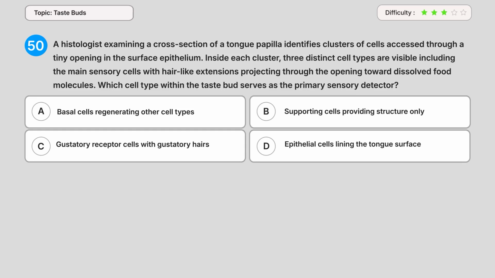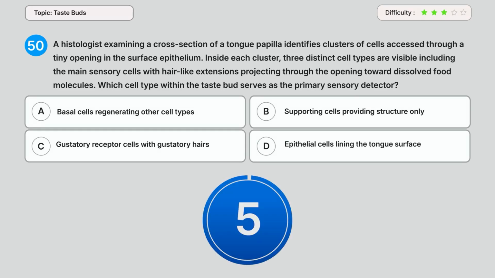A. Basal cells regenerating other cell types. B. Supporting cells providing structure only. C. Gustatory receptor cells with gustatory hairs. D. Epithelial cells lining the tongue surface. What do you think is the answer?